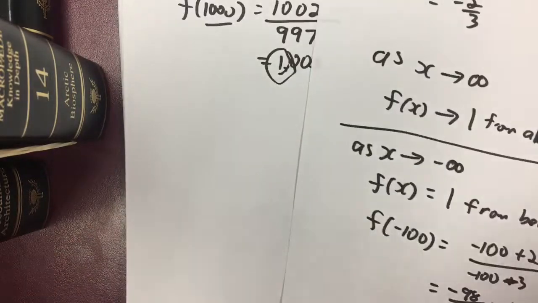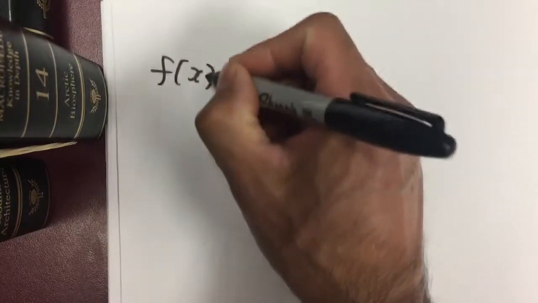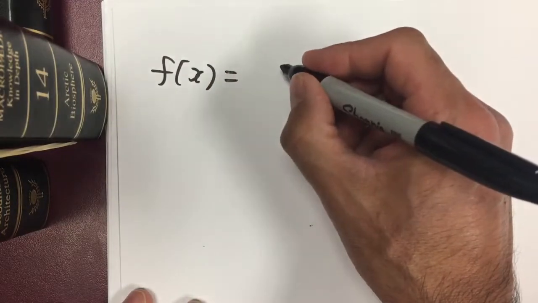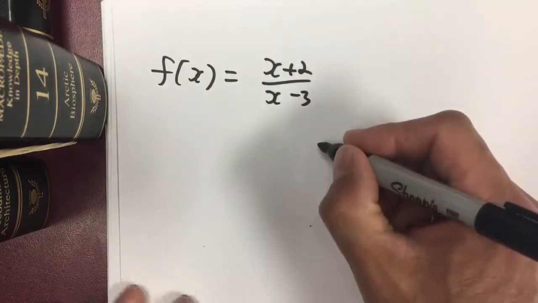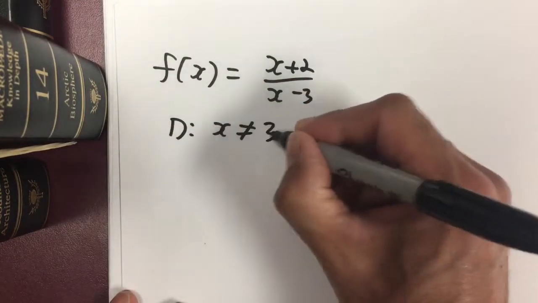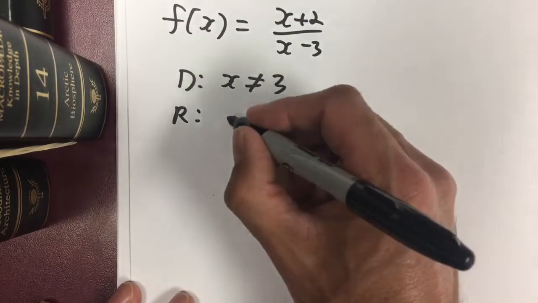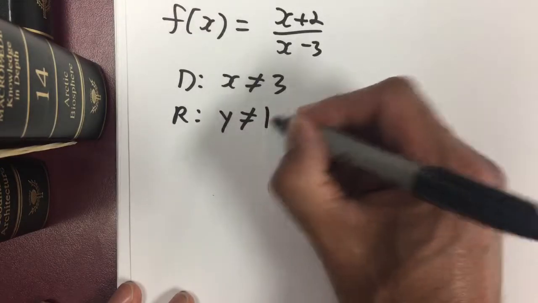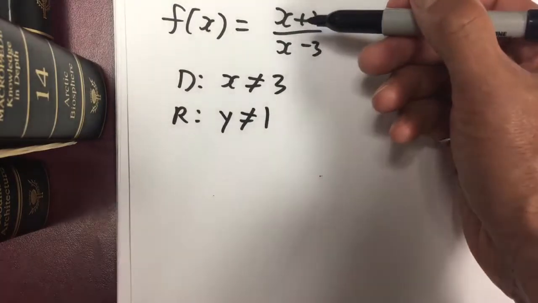I'm going to summarize all of the key features and then draw the graph. Given that f of x is equal to x plus 2 over x minus 3, we have a domain where x is never equal to 3, so that we don't divide by 0. We have a range where y is never equal to 1, because there's no value we can put in that will make it equal to 1. However, we get arbitrarily close to it.